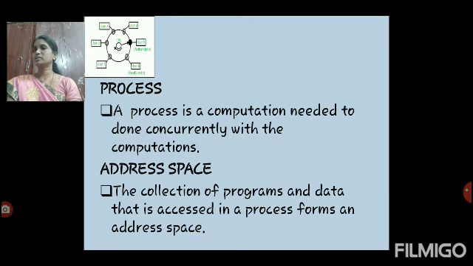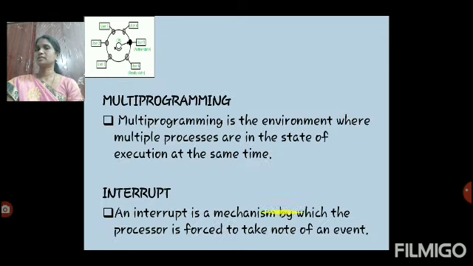So the process is a computation needed to do a job, right? More than one computation may be carried out at the same time. That computation is called a process. Then address space: the collection of programs and data that is accessed in a process forms an address space.